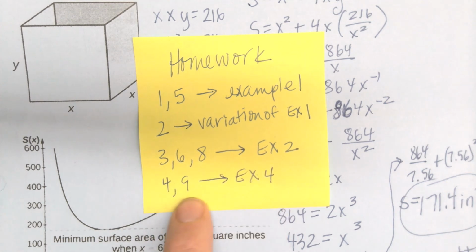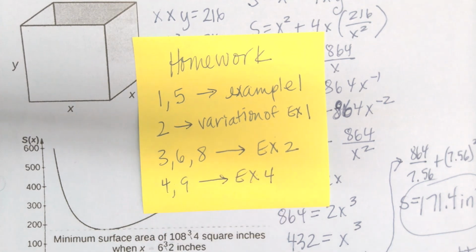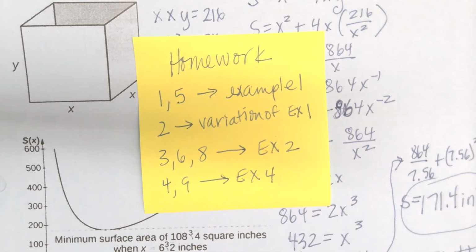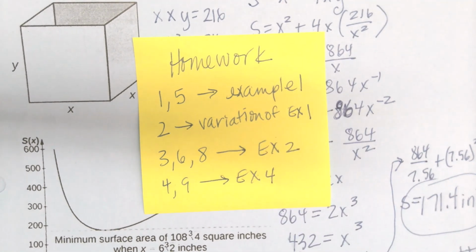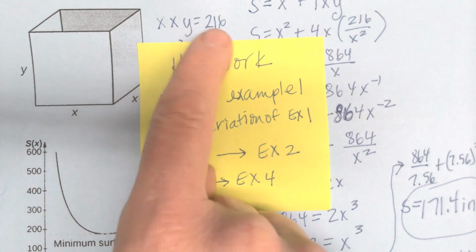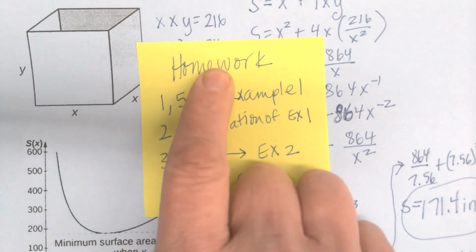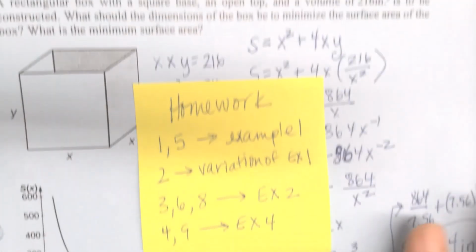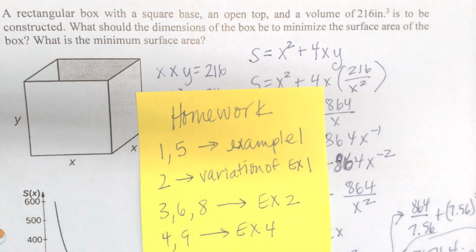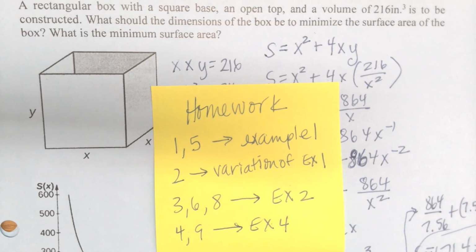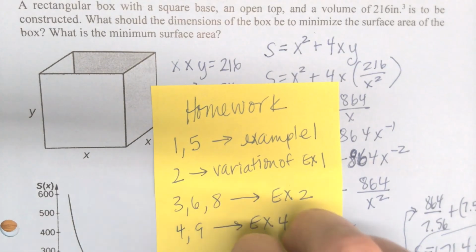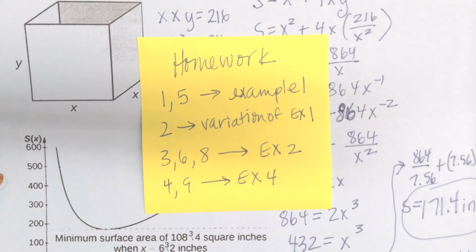And then 4 and 9 are just like example 4. So if you need to go back and look at that, the whole setup is the same. They give you the volume, the volume of the square base box, and then you have to deal with the surface area, minimize the surface area. So go ahead and practice those. As always, if you have questions, let me know, and I will talk to you soon.